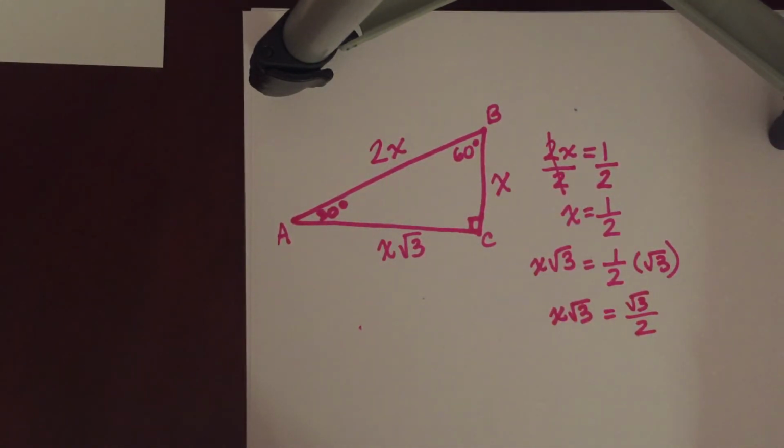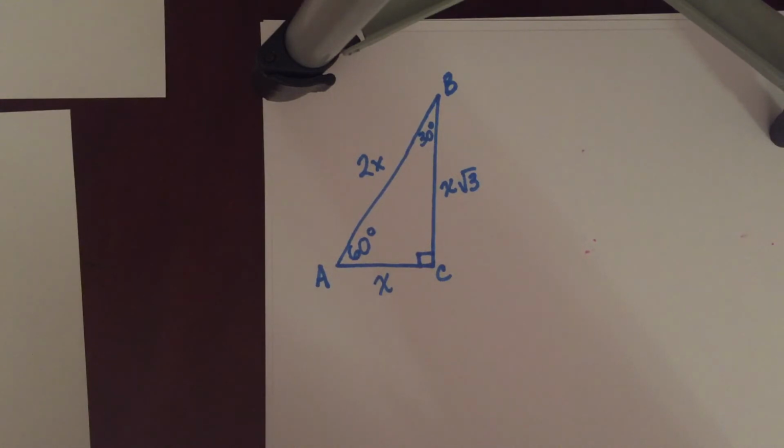So if our hypotenuse is equal to 1, then our shorter side, our vertical side in this case, equals 1/2, and our longer side, which is the horizontal in this case, is equal to radical 3 over 2.